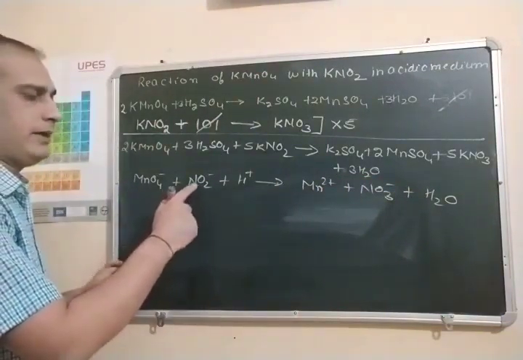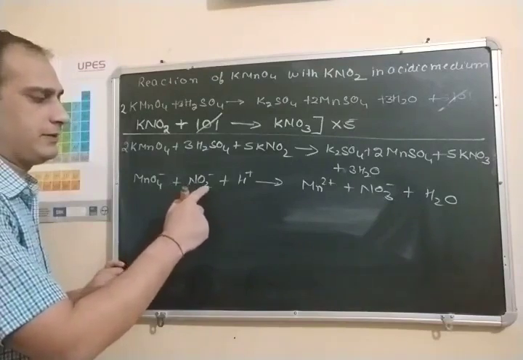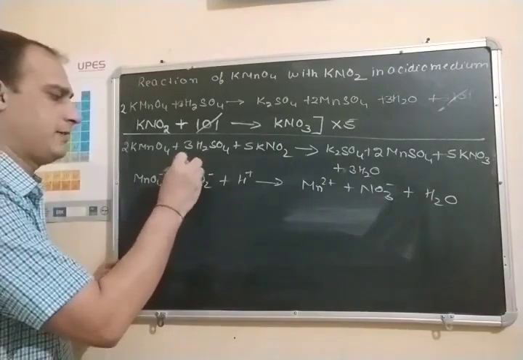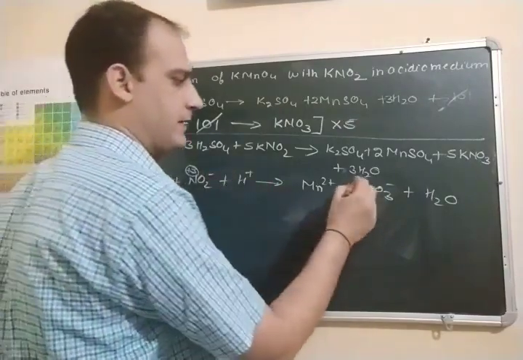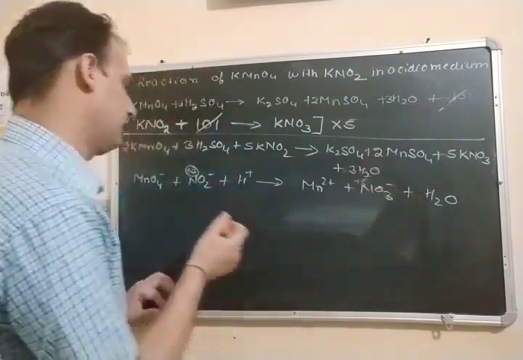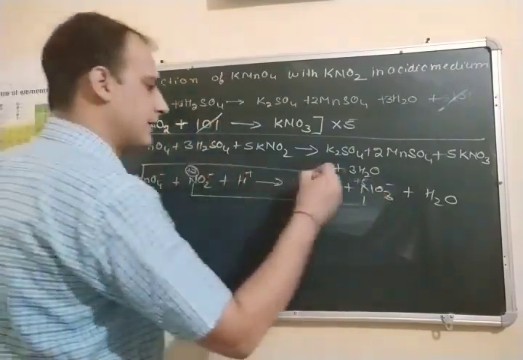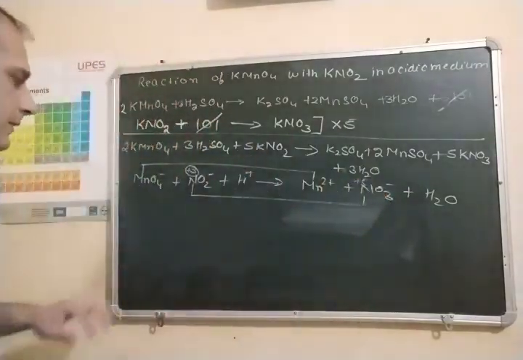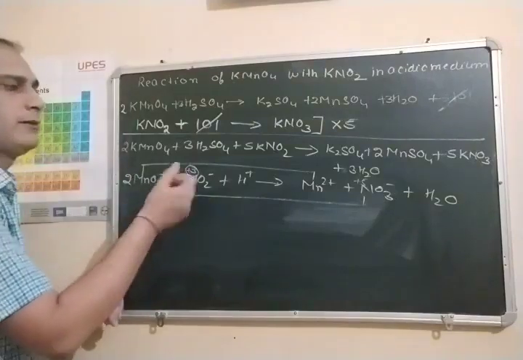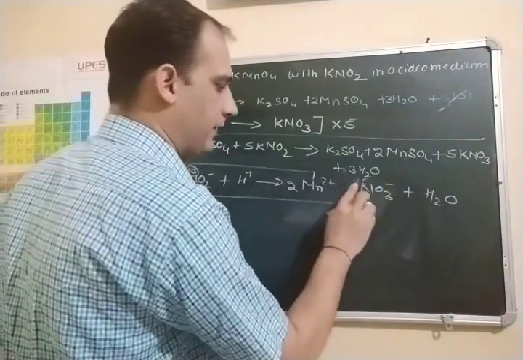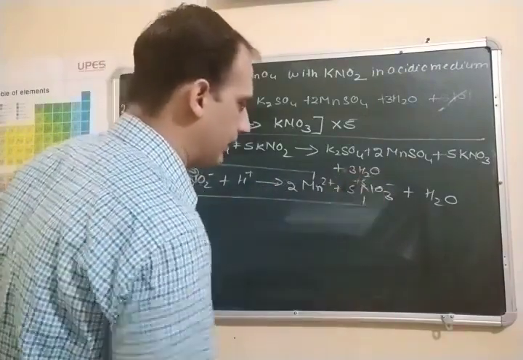So here you will find out the oxidation state of nitrogen. Nitrogen is present in which oxidation state? It is present in +3 oxidation state, and here it is present in +5 oxidation state. There is loss of how many electrons? 2 electrons, and manganese is gaining how many electrons? 5 electrons. So 2 MnO4 negative plus 5 NO2 negative gives 2 Mn2 positive plus 5 NO3 negative.